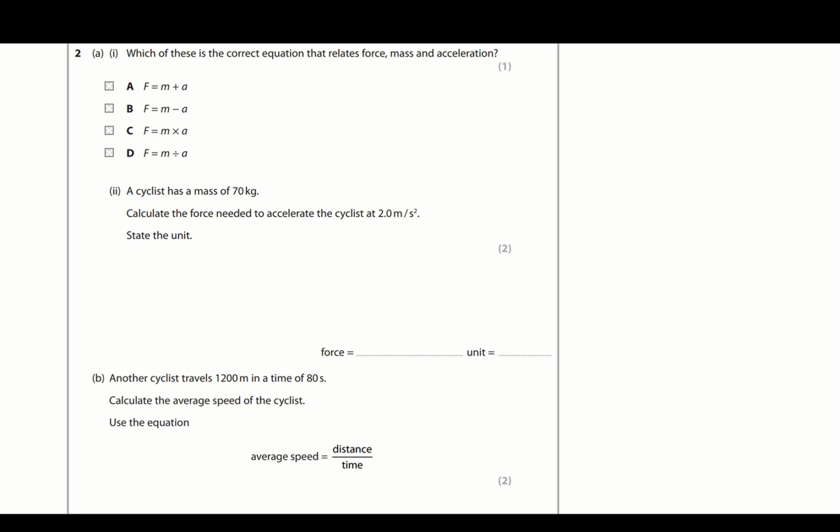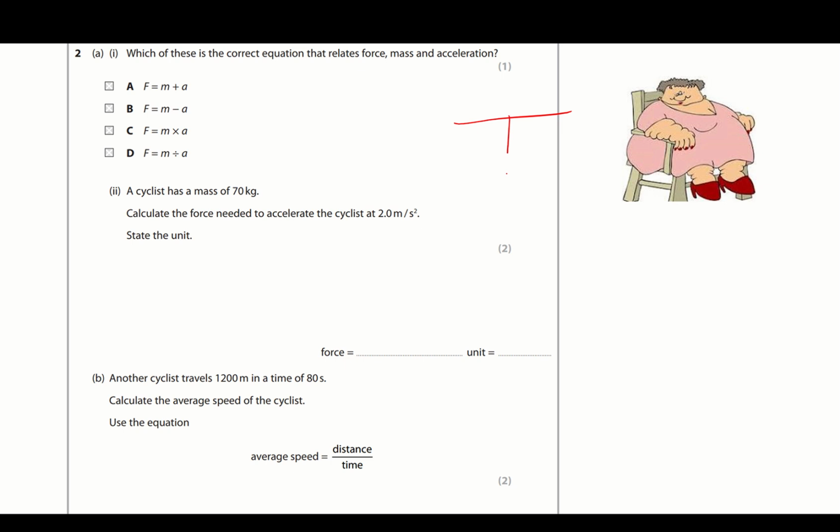Okay, question 3, we've got a question about force, mass and acceleration. So I taught you my fat auntie. So my fat auntie, and then we're away. So F equals M plus A, absolutely not. Minus A, absolutely not. F equals M times A, perfect, we're away.